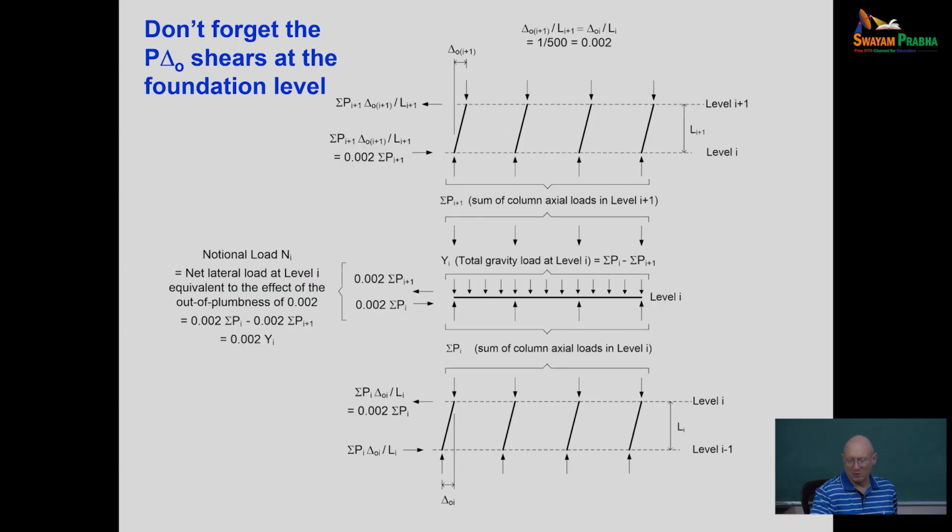And there's often confusion about P delta shears at the foundation level. So if we look at what we've got here, we had this graphic up earlier. At the floor level that we focused on, clearly the notional load is 0.002 Y sub i in AISC. For the Indian standard, it would be 0.005 Y sub i.